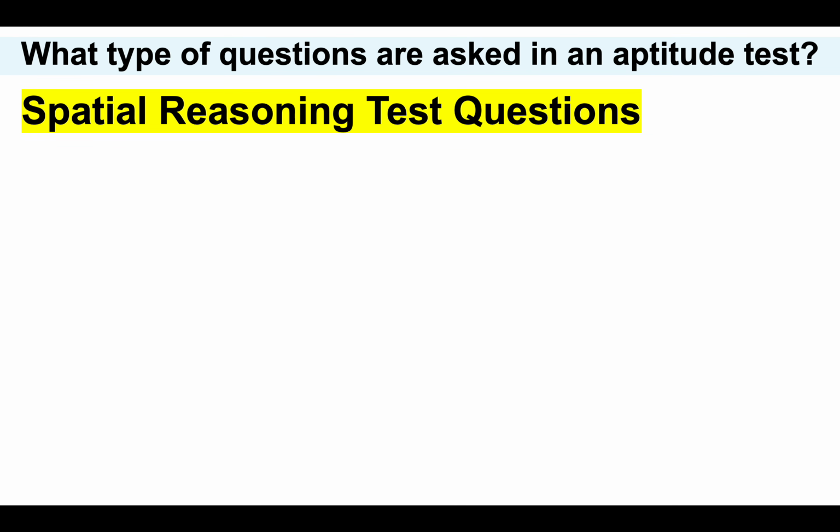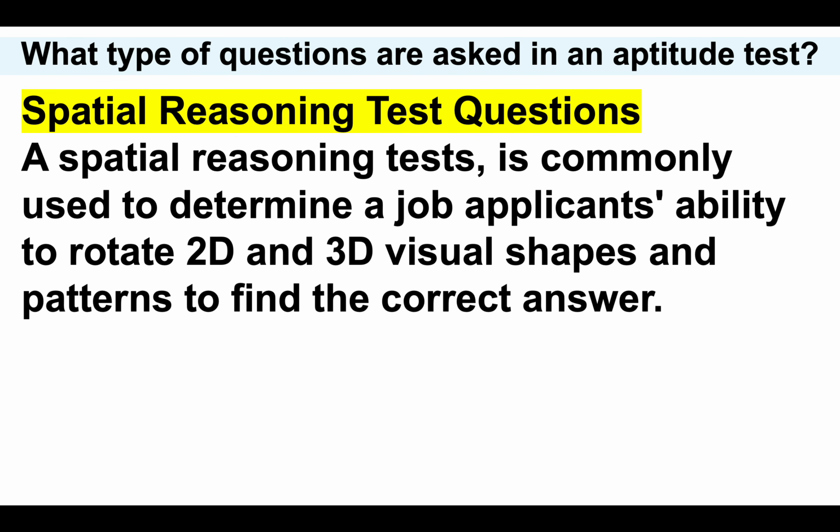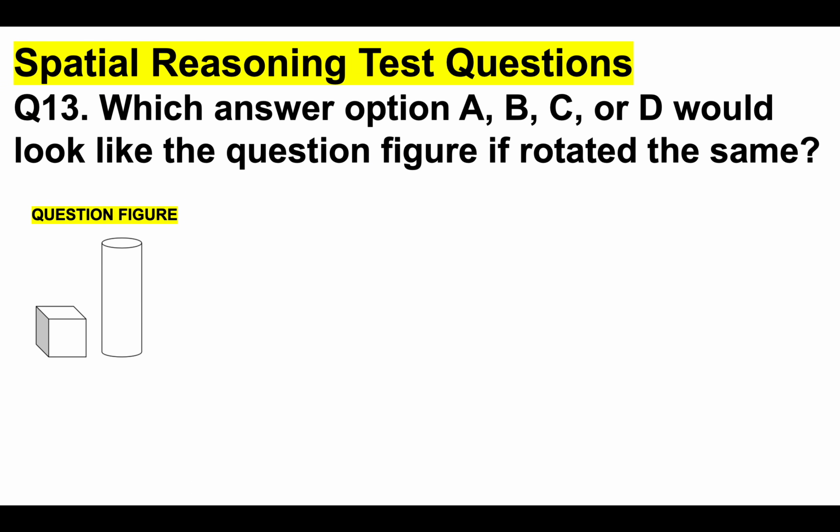Brilliant. Let's have a look at spatial reasoning test questions now, which are common types of aptitude tests. Now, a spatial reasoning test is commonly used to determine a job applicant's ability to rotate 2D and 3D visual shapes and patterns to find the correct answer. Let's take a look at an example spatial reasoning test question.